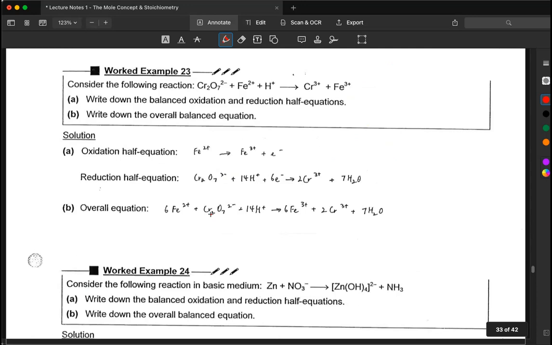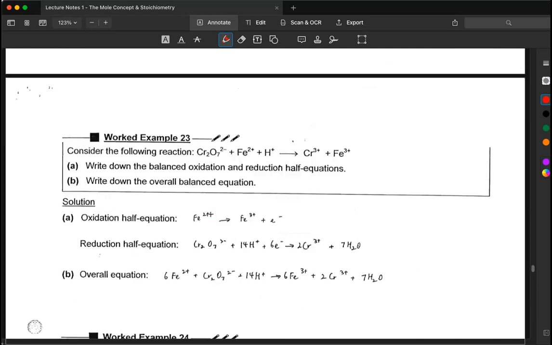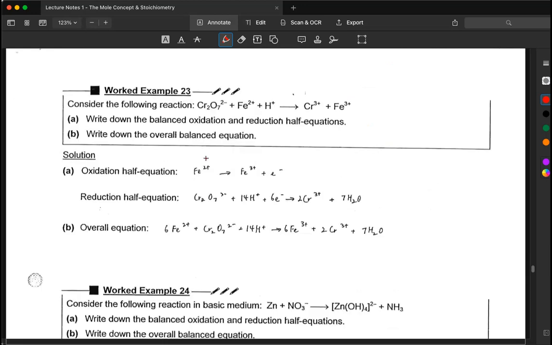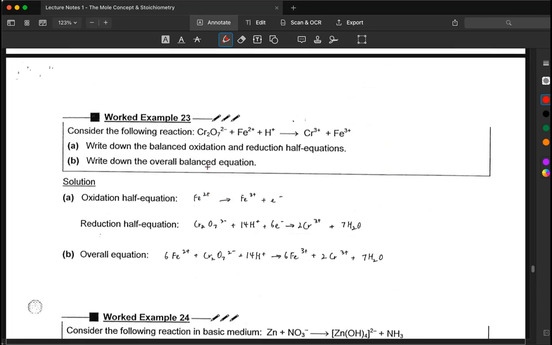Okay, next. So more examples. I think easier than the one on top. No need to write state symbol. You can write like that, impressive already.